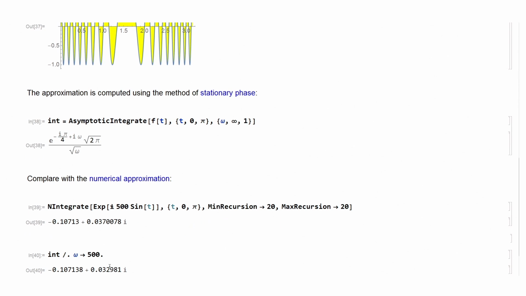And to go beyond that, what you do is you transform to the Laplace case, the good old trick of converting a complex integral into a real integral, and you get back a nice answer. So that's asymptotic integrate in a few minutes.